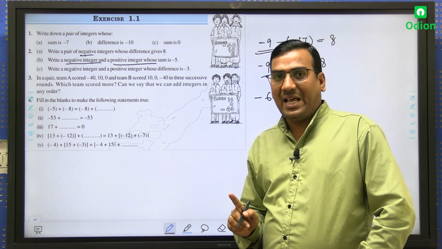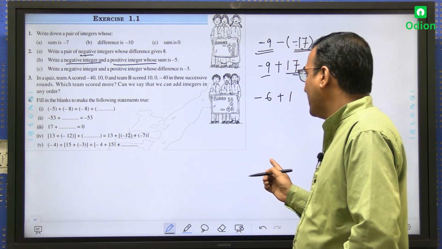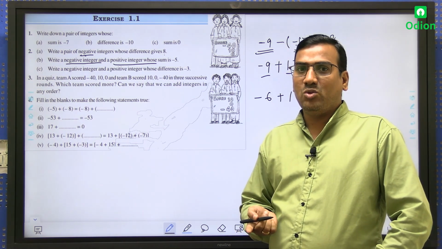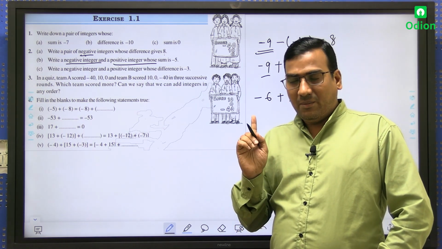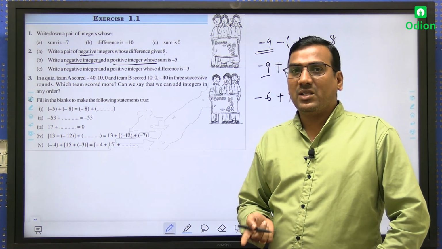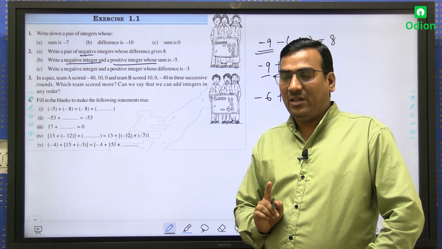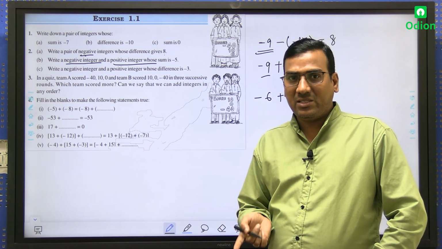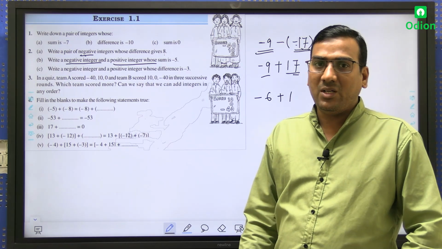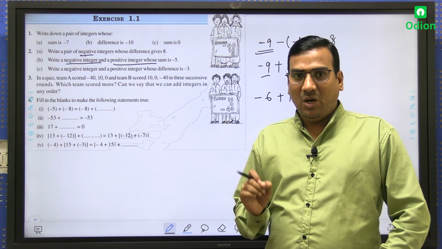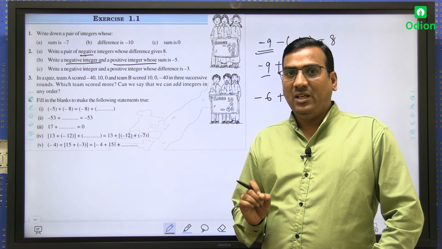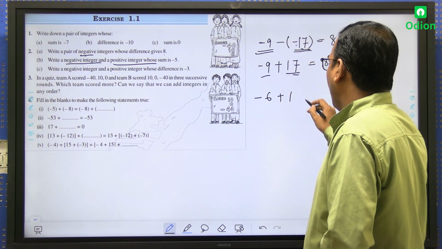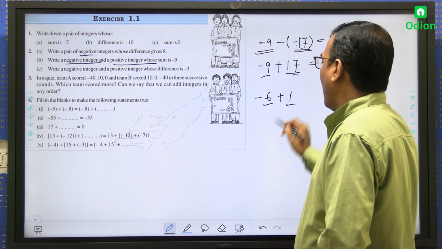Because in the first class I have already clarified about the symbols. If there are 2 plus symbols, then you have to add these two numbers. If both are negative symbols, then you have to add and just put the negative sign. If it is plus and minus, meaning a positive symbol and a negative symbol, you have to deduct these two numbers and put the symbol which is given in the larger number. This technique you have to apply over here. The answer is minus 6 or plus 1.